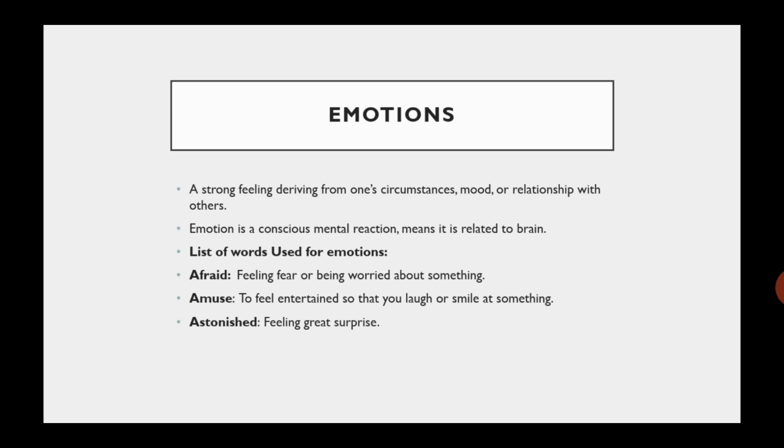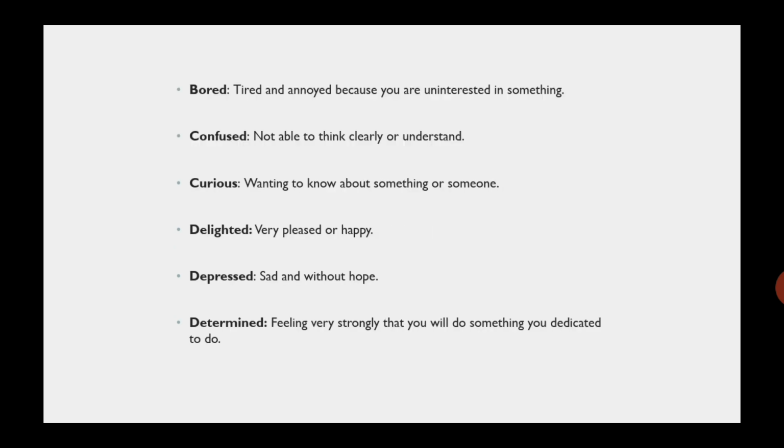First word, afraid. Afraid means feeling fear or being worried about something. Amuse, to feel entertained so that you laugh or smile at something. So this amusement we can get from shows like Jabardast, all these things. Next one, astonished, feeling a great surprise. Next words, bored, tired and annoyed because you are uninterested in something. So when we get boredom, if you are not interested in the class, you will not listen carefully. You will get bored or tired and annoyed. Sometimes you will get annoyed also. So this is bored.